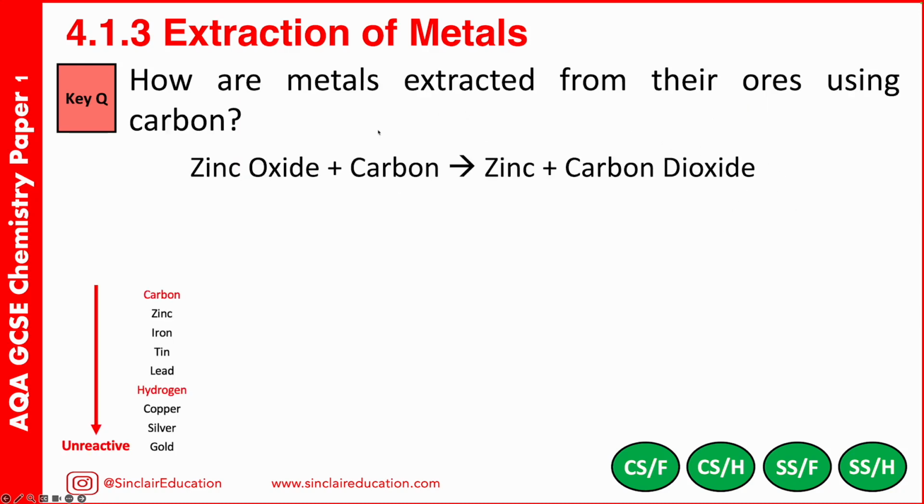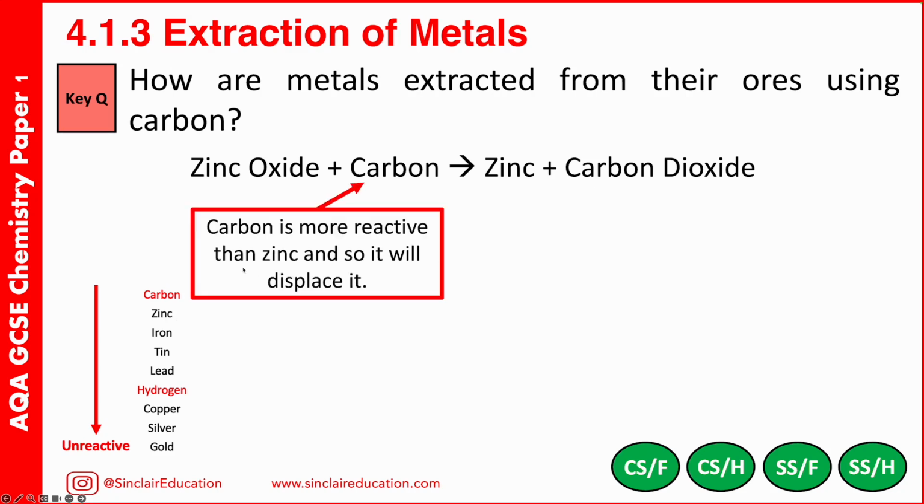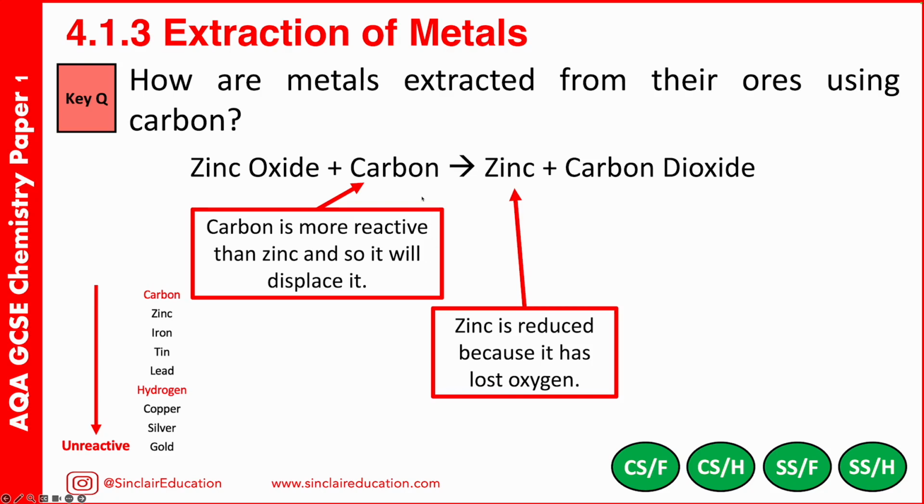So if we have a look, for all these metals below carbon, what we can do is extract them using carbon in displacement reactions. So for example, zinc oxide plus carbon, we're going to make zinc and carbon dioxide. This is possible because carbon is more reactive than this metal, and so it can displace it. So in this example, zinc has been reduced.